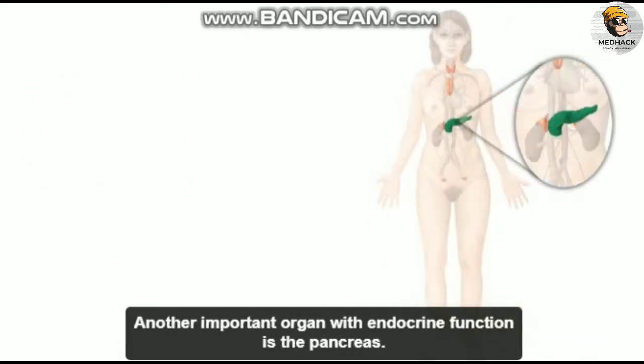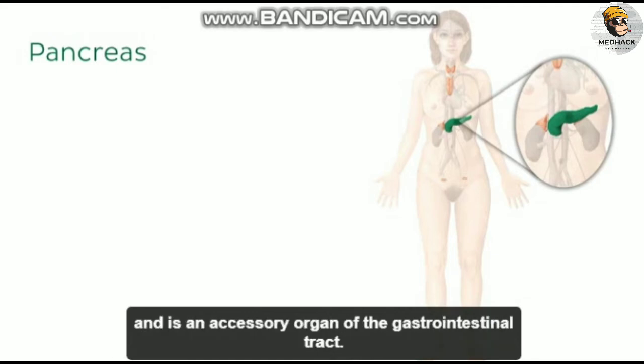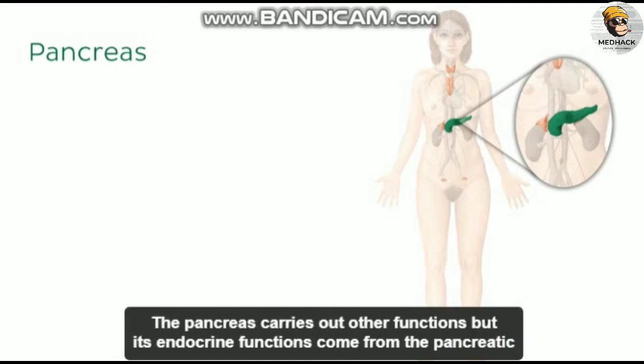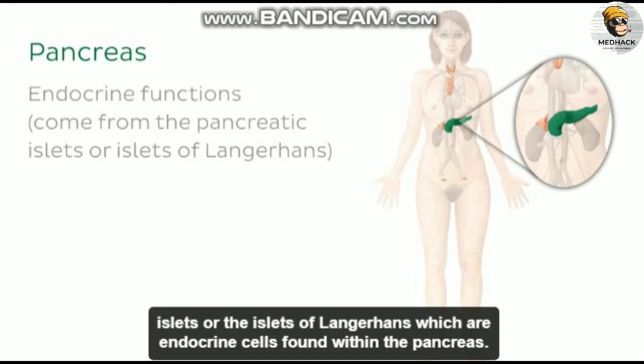Another important organ with endocrine function is the pancreas. The pancreas is situated in the retroperitoneum, with the exception of its tail, which is intraperitoneal, and is an accessory organ of the gastrointestinal tract. The pancreas carries out other functions, but its endocrine functions come from the pancreatic islets or the islets of Langerhans, which are endocrine cells found within the pancreas.